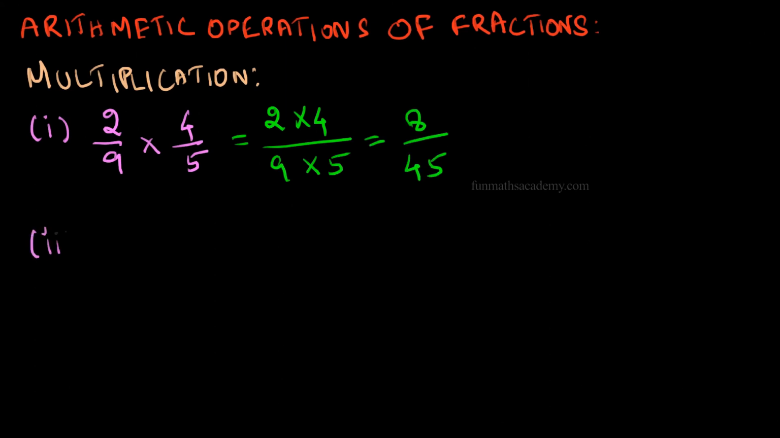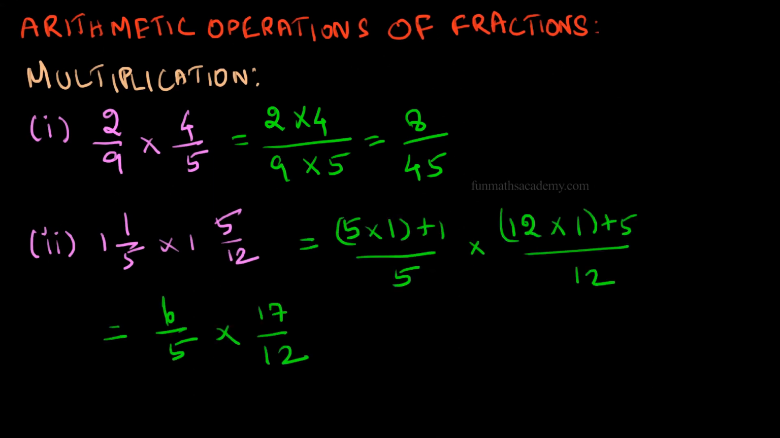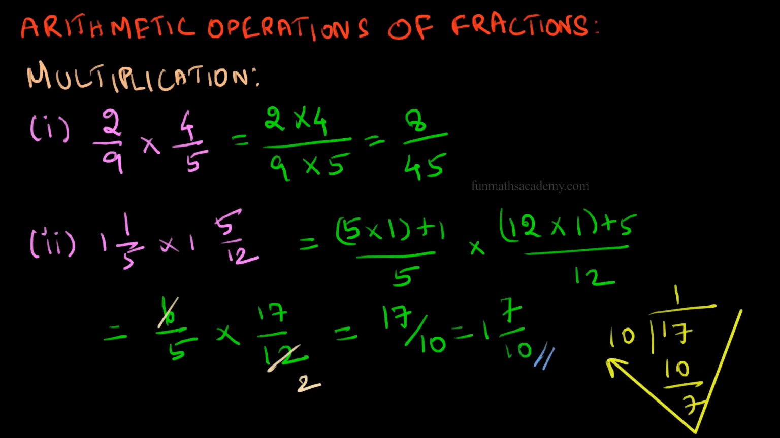That's all. Likewise, when we have two mixed fractions, rewrite them as improper fractions and then multiply the numerators and denominators separately and write the answer. In some cases, we can simplify the fraction by cancelling the numerator and denominator by a common factor. If you want, we can also rewrite the improper fraction as a mixed fraction.